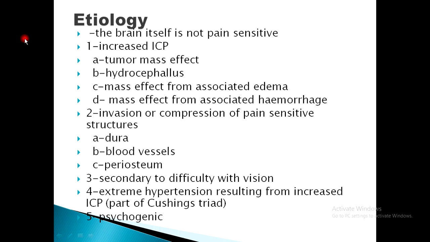All these visual symptoms or difficulty with vision will lead to headache, and it's sometimes due to extreme hypertension resulting from increased intracranial pressure, which is part of Cushing's triad. You know, in any case when we have a tumor or hematoma intracranial or any cause of raised intracranial pressure, we will have Cushing's triad. Cushing's triad means hypertension, bradycardia, and irregular respiration. So sometimes extreme hypertension from Cushing's triad will cause the headache. And finally, the cause of headache could be psychogenic or psychological causes.